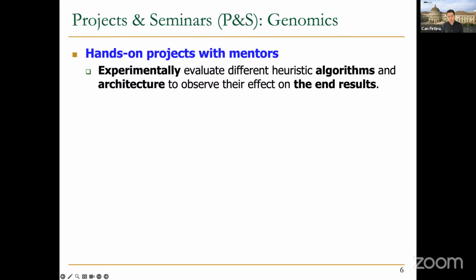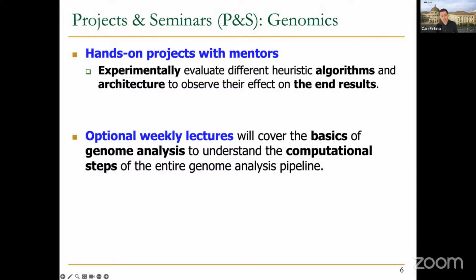There are two aspects of these courses. One, as I said, is the hands-on projects that the students are going to be doing with their mentors. Students are going to be experimentally evaluating heuristic algorithms and architectures to observe their effects on the end results. Based on the project you're assigned, at a high level, that's what the students are going to be exploring in general.